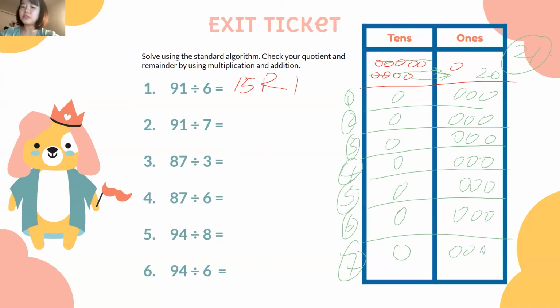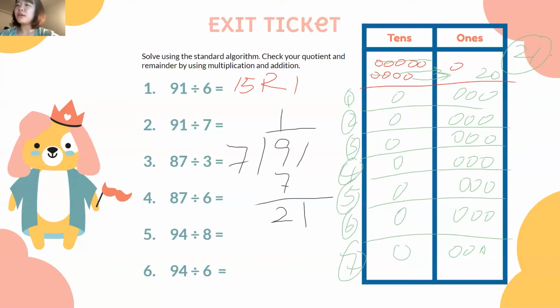Okay, and let's try to write this in the standard algorithm. 1 divided by 7. And we put 1 because this is the largest number we can give to the tens place. And 9 minus 7, that is 2. 2 tenths. 2 tenths plus 1, that is 21.